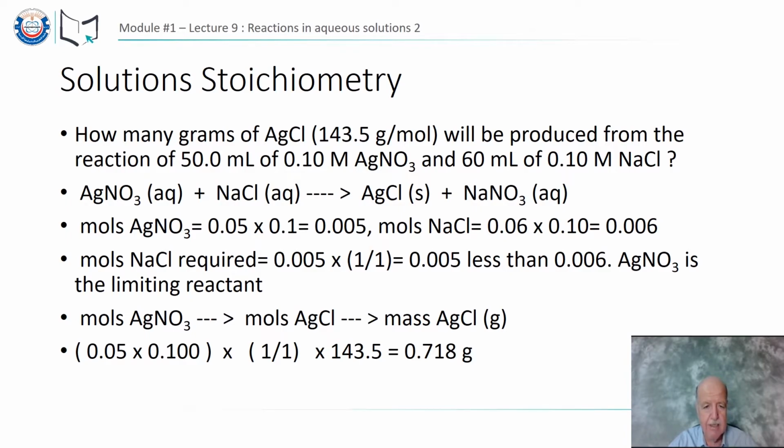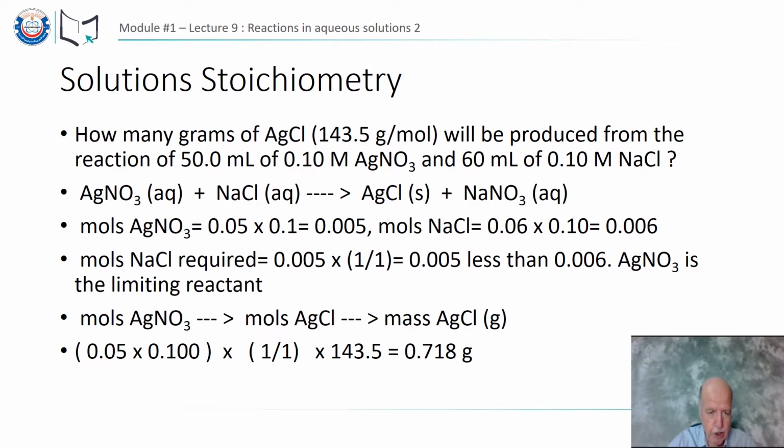How many grams of AgCl will be produced from the reaction of 50 mL AgNO3 and 60 mL NaCl? I need to calculate the product with two reactants. So here I go to the limiting reactant. I have to check which one is the limiting reactant. Moles AgNO3, 0.005. Moles NaCl, 0.006. Moles here are simple: volume multiplied by molarity.